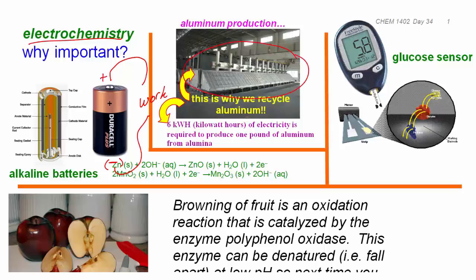Aluminum is a common metal that we often recycle, and the reason why we recycle it is because when you do electrochemistry to get aluminum out of the ground from alumina, you plate it out, and it takes a lot of electricity to do that, so it's very expensive. That's why we recycle. And we're going to see later that electrochemistry can be used in a lot of these sensor materials to sense the presence and the concentration of different chemicals.